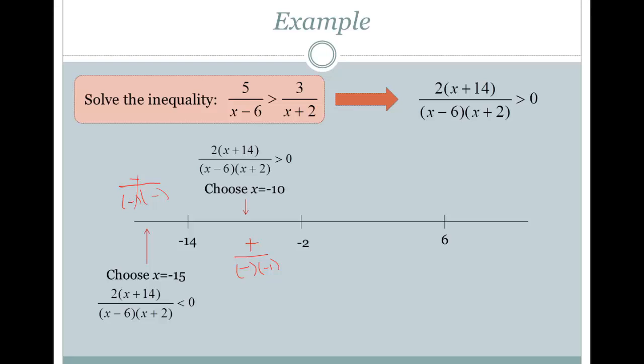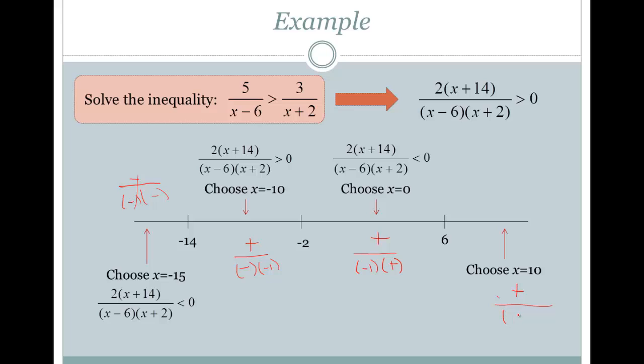Let's look between negative 2 and 6. The obvious choice there is 0. Again, if we look at what's going on, the numerator is positive. The first term is negative. This one's positive. So this is going to produce a value that is less than 0. And then we need to choose one out here. Let's say 10. If I choose one out there, again, the numerator is going to be positive. The first term in the denominator will be positive, as will the second. So this will also be true.